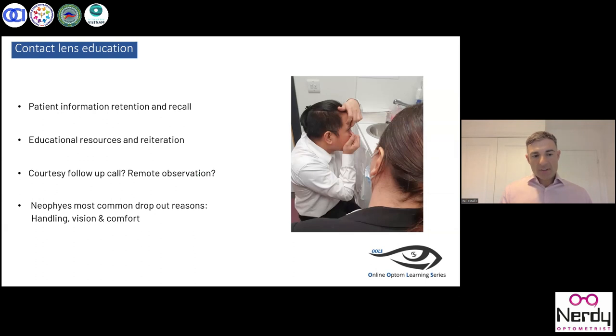It's also worth noting that some people can have handling issues even if they're an experienced wearer. So even experienced daily disposable wearers, around two thirds of them said that they do have some frustrations with handling. So I would suggest you revisit that aspect at every aftercare to find out how they are getting on with their lenses, and whether they are falling into bad habits with their routines, so that you can then coach them back on best practice.